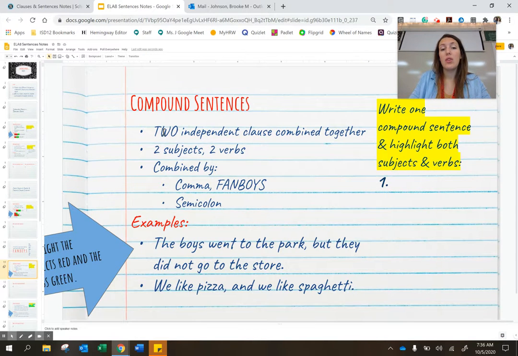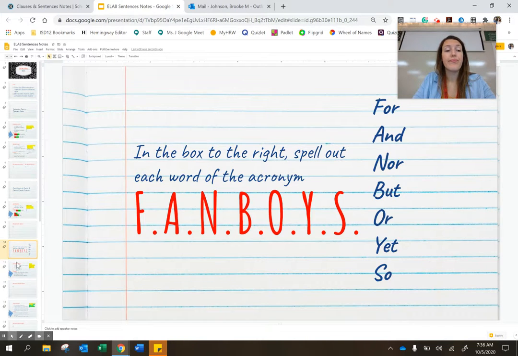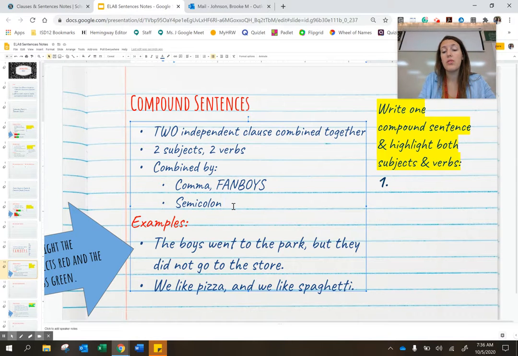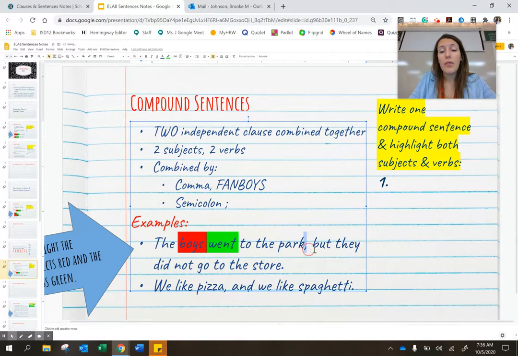So compound sentences are two independent clauses combined together. They have two subjects and two verbs. They are either combined by a comma and a FANBOYS conjunction, so one of these words, or a semicolon, which is that. The boys went to the park, but they did not go to the store. So boys is the subject, went is the verb, and then we have the comma but here. So that's our comma and conjunction. And then they, and again, this one's a little tricky, did.